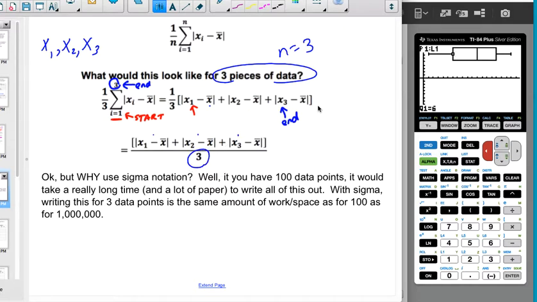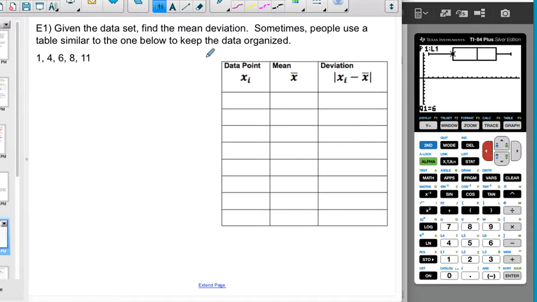So why would you use sigma notation? Well, if you don't have 3 data points, if you have 100 data points, you can see that it takes a really long time to write them out. Sigma is a really succinct and clear way to write this information. It doesn't take as much time, and we're also going to learn shortcuts about how to deal with sigma later, just not yet, okay? So again, with sigma, writing 3 data points is the exact same amount of work and space as writing it for 100 or 1,000,000 or 100 million. It wouldn't matter. So let's try this so it seems less daunting.